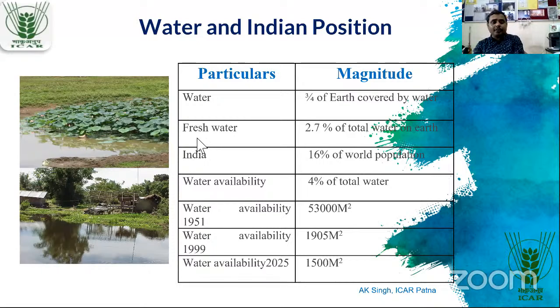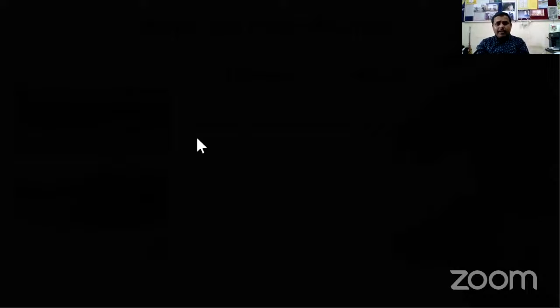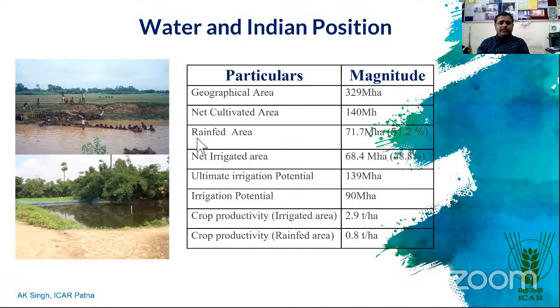You just see the water availability and the population. Population is increasing, the water availability per person is decreasing. The rain-fed area is around 51%, and irrigated area is around 68.4 million hectares, which is around 48%. This is a very good sign because when we were students, the total area under rain-fed was around 66%. Only one-third area was under irrigation. This scenario was there up to 1995-96.